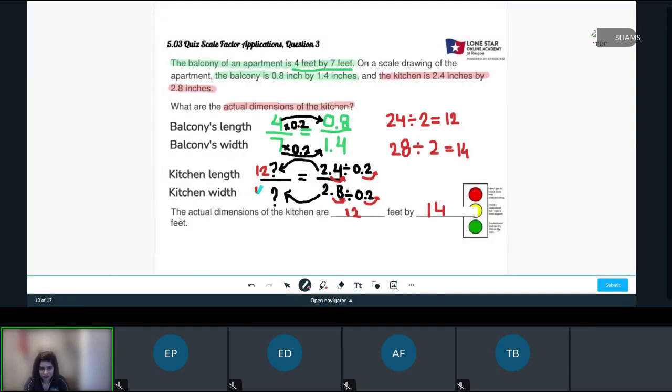Are there any questions? The actual dimensions of the kitchen are 12 by 14. Does that make sense? Amaya, I see the details of your work.